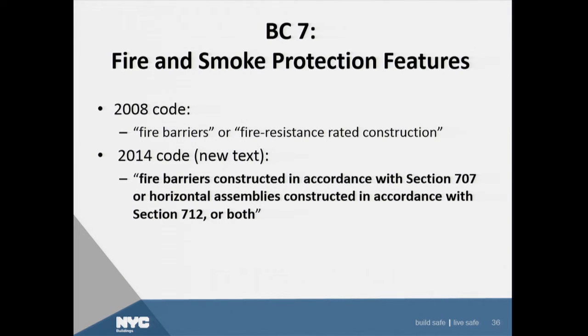Fire and smoke protection features, okay? We had definitions before in the 2008 code for fire barriers and fire resistance rated construction. We now essentially have fire barriers and we have horizontal assemblies. And these are gone into great detail in section 707 for fire barriers and section 712. Or you could use both, obviously, in your particular building. But we have extensive requirements for these devices now. So the barriers and the horizontal assemblies have full sections describing what is needed and the rating requirements.